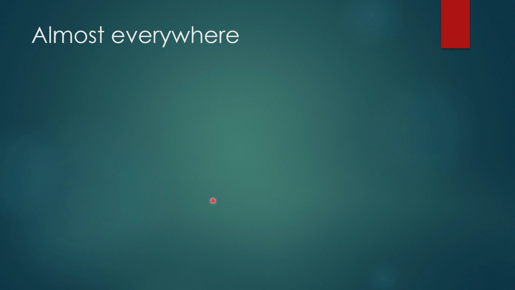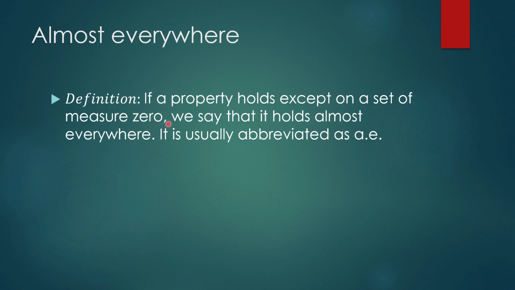Alright, so now let us define a new concept called almost everywhere. What do we mean by almost everywhere? In measure theory, it means that a property holds true everywhere except on a set of measure 0. The property doesn't hold true on a set of measure 0, but otherwise the property is true everywhere. That is the meaning of almost everywhere. Now let us give the definition. If a property holds except on a set of measure 0, we say that it holds almost everywhere. It is usually abbreviated as a.e.